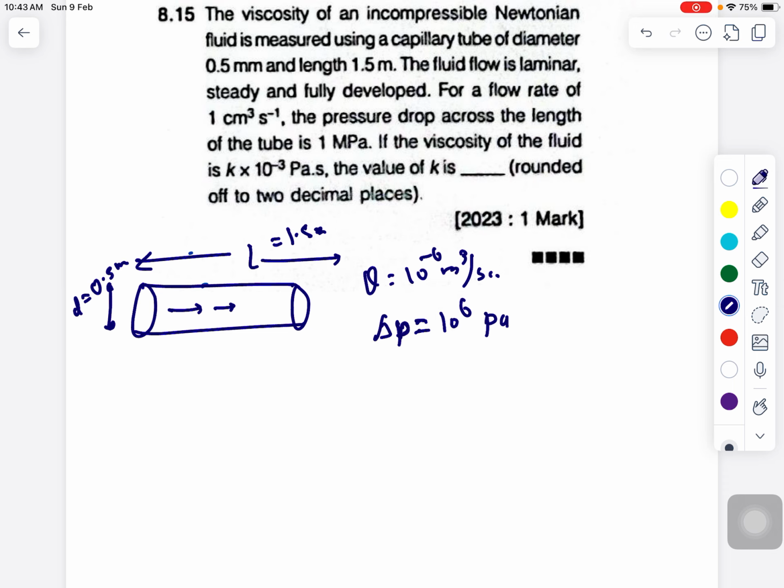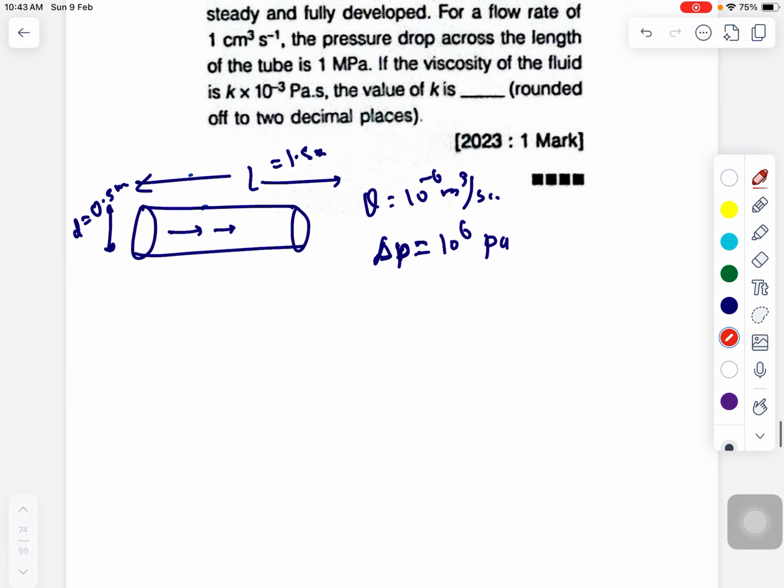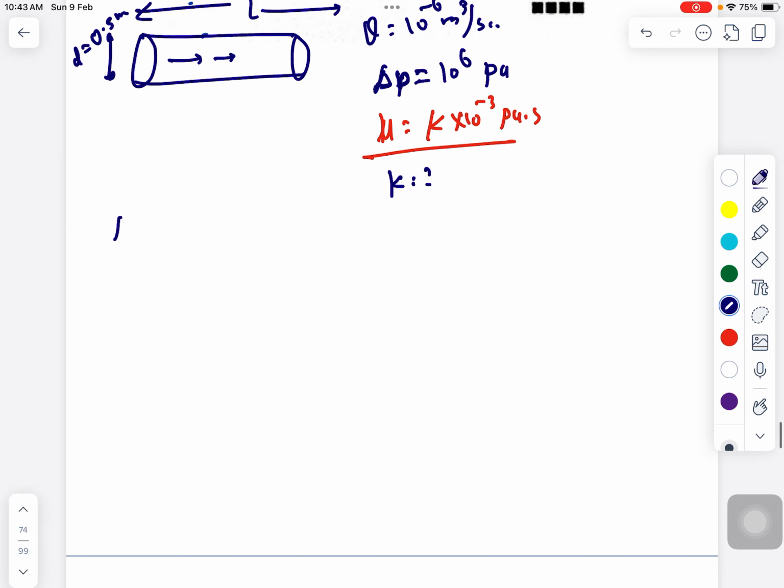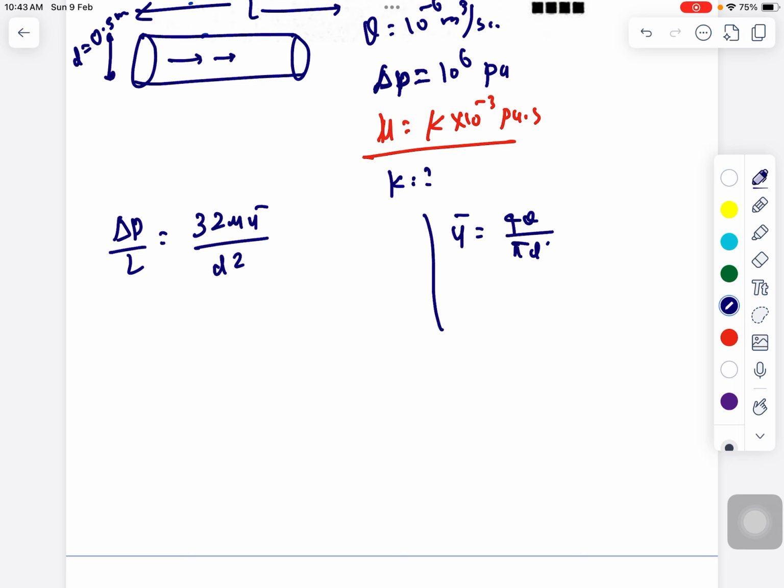So units are very, very important. You have to be very careful with the units when you are solving GATE problems. You are supposed to calculate viscosity, which is given in terms of some parameter: mu equals K into 10 to the power minus 3 Pascal second. You are supposed to calculate the value of K. Since this flow is happening in laminar condition, we can write delta P by L equals 32 mu u bar divided by d square. Is that clear? And for u bar, you know that you can write 4Q divided by pi d square.